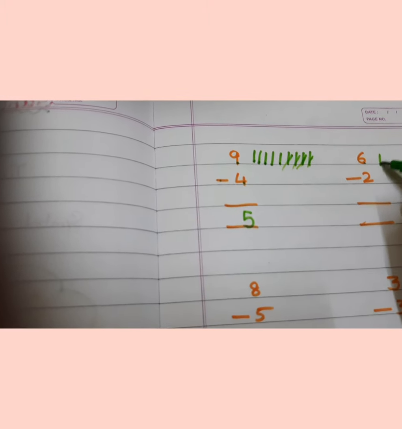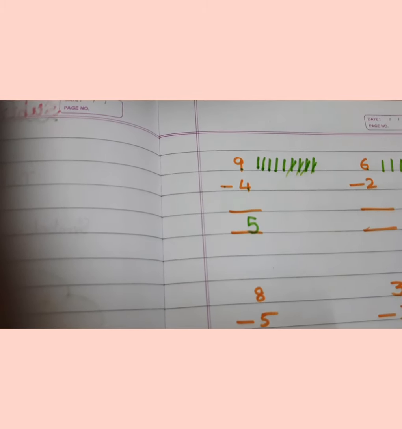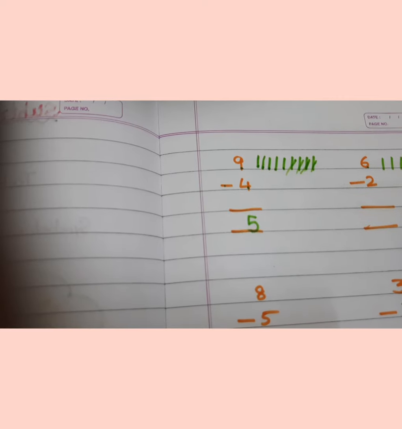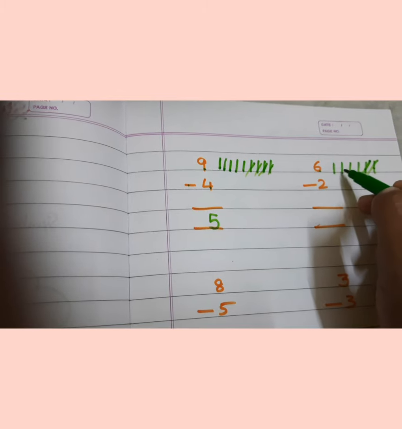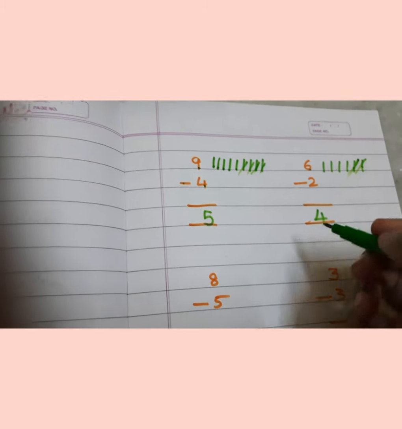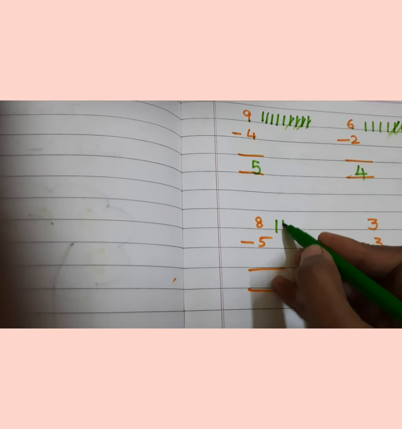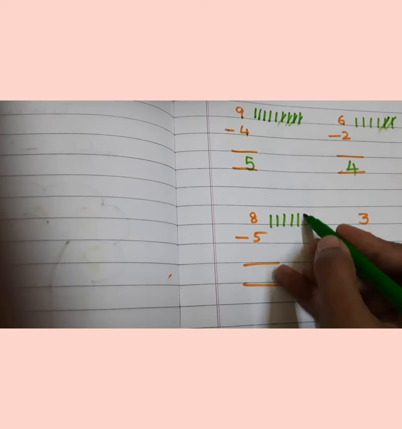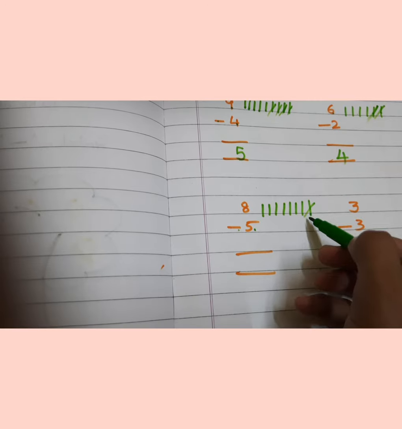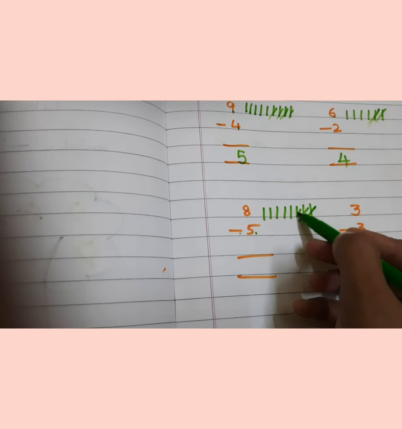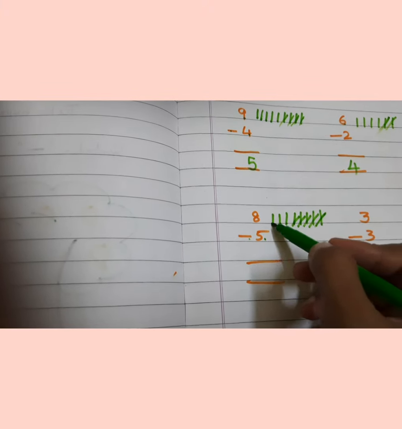Here first 6 are there. 1, 2, 3, 4, 5, 6. Minus 2 means you have to cross out 2. 1, 2. How many are left? 1, 2, 3, 4. In the same way, we draw 8. 1, 2, 3, 4, 5, 6, 7, 8. Minus 5 means cross out 5. 1, 2, 3, 4, 5. How many are left? 1, 2, 3.